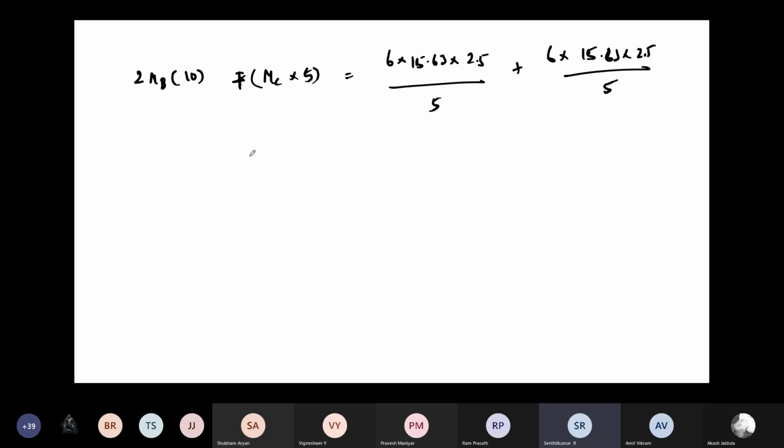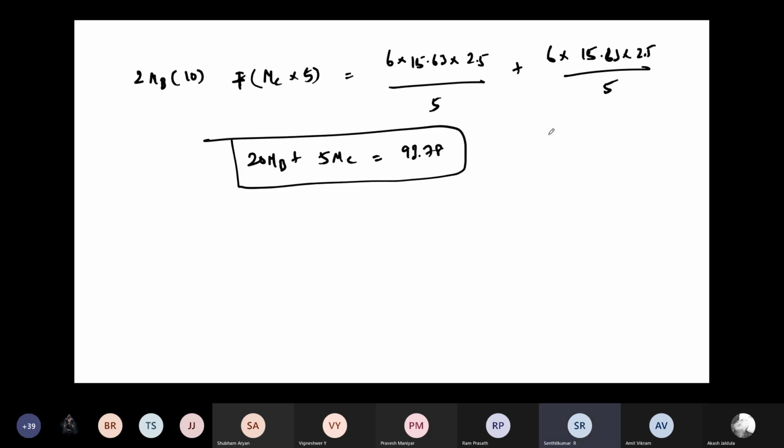So 20 M_B + 5 M_C will be equal to how much? 6 times 15.63 times 2.5 by 5, times 2. It's coming around 93.78. Keep this as equation number 1.